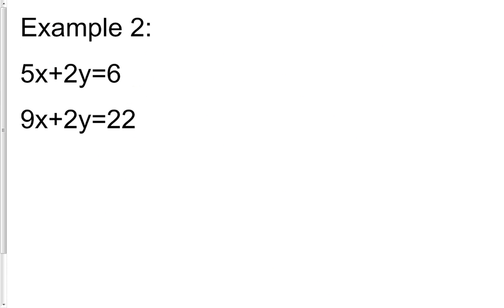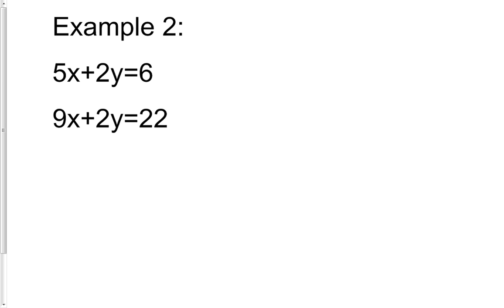Here's our second example. Now you'll notice if you look here, if I were to add these two together, if I were to take the first equation and add it to the second, 5x plus 9x is 14x, 2y plus 2y is 4y, and 6 plus 22 is 28. Well, that doesn't help me at all because nothing canceled out, nothing was eliminated.